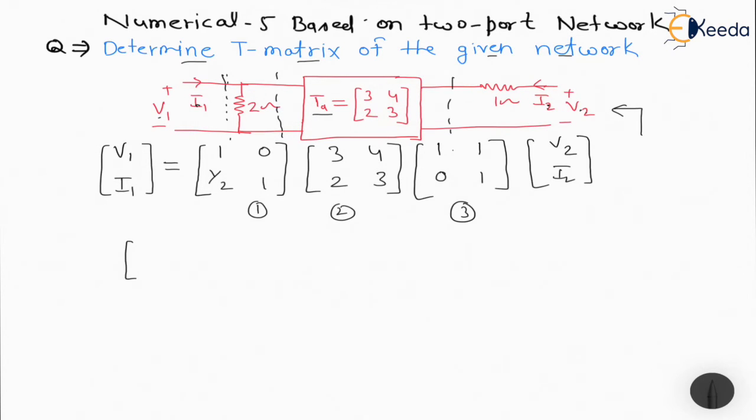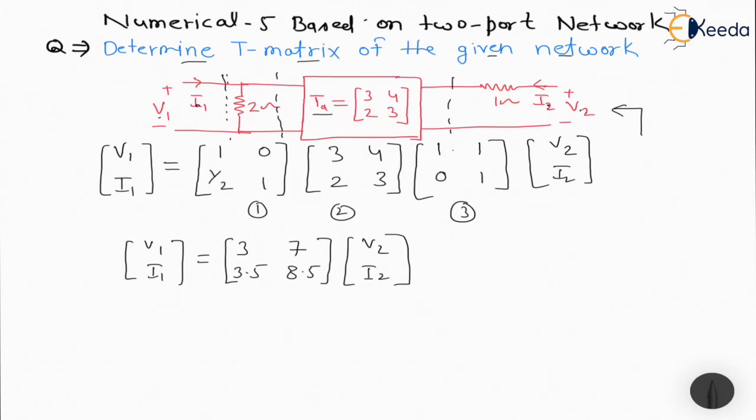So the final answer will be V1, I1 is equal to 3, 7, 3.5, 8.5, and here it will be V2 and I2. So the T matrix will be equal to 3, 7, 3.5, 8.5. So here is the final answer. So that is all about this question.